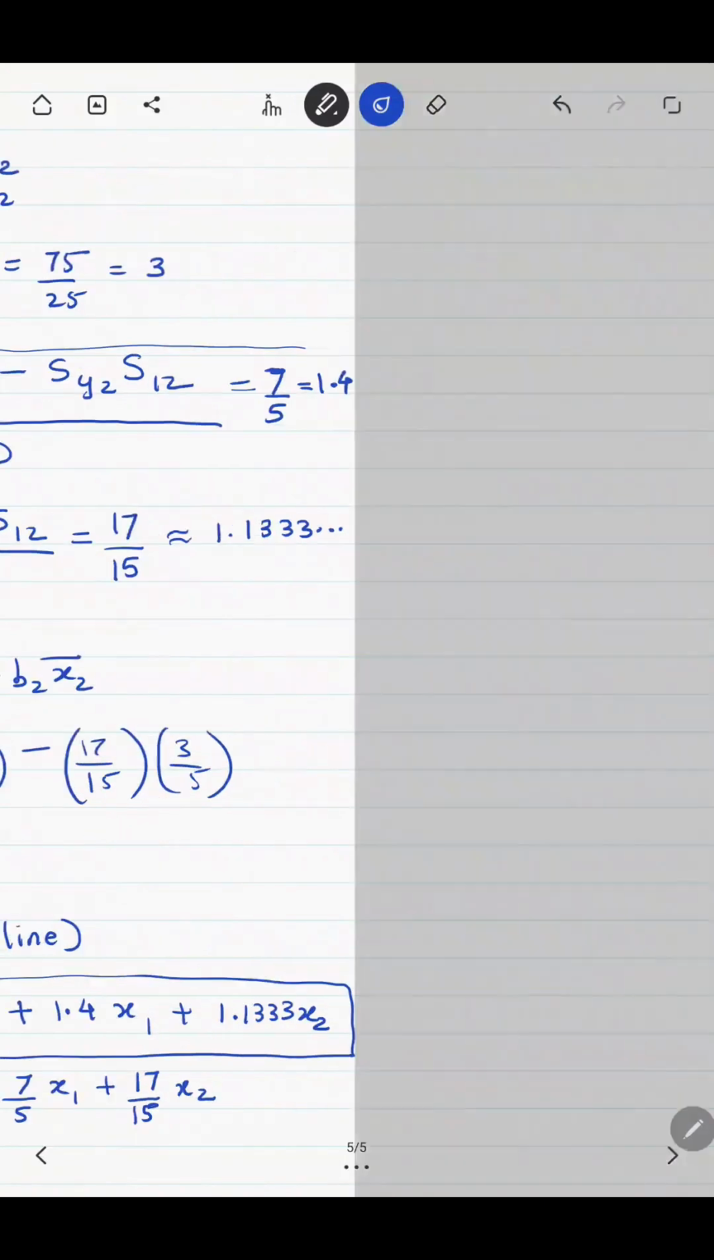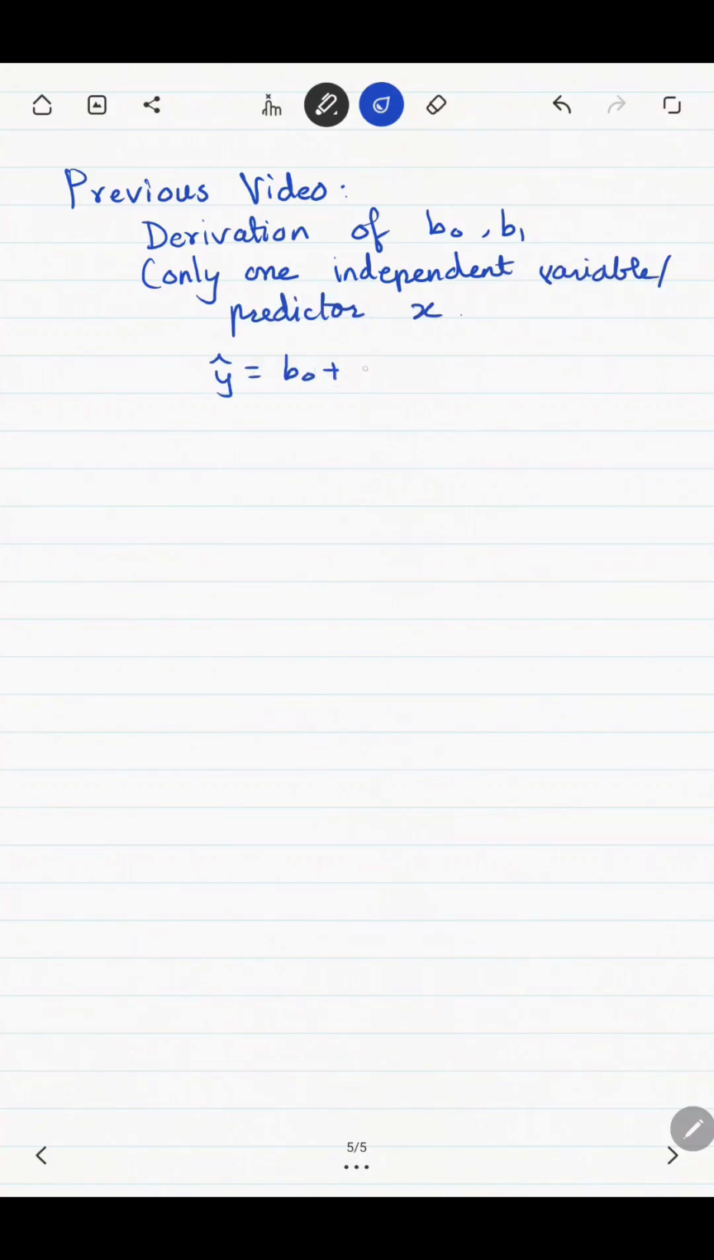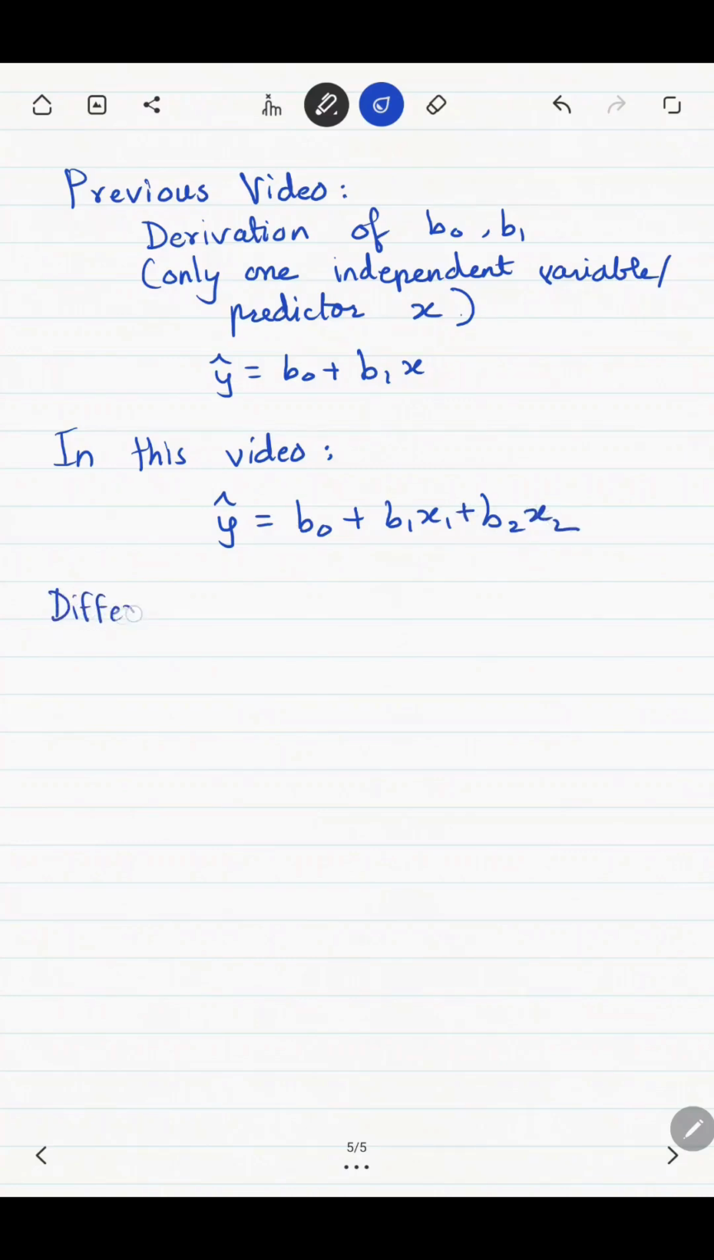So the point of showing all this was, in the previous video we had derived the equation for the one independent variable, right? Y was a function of only one variable x, right? There was only one predictor x. In this case, we have taken the example there are two predictors x1, x2, and we already have different closed form formulae for the coefficients b0, b1, and b2.